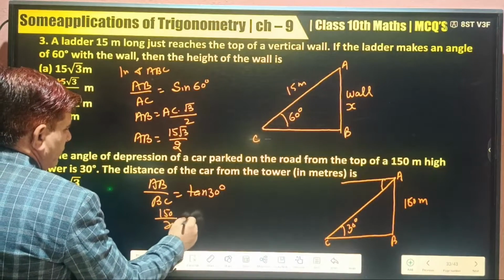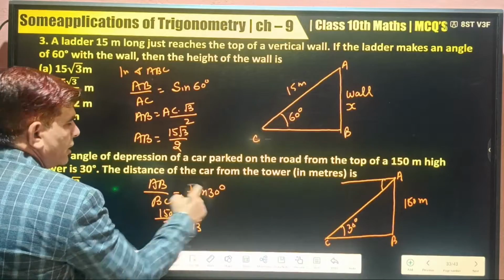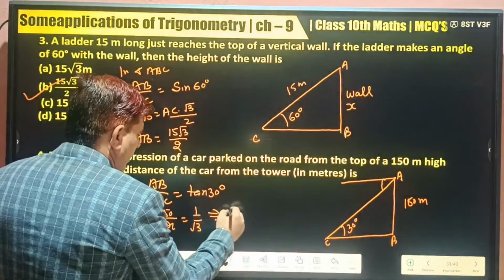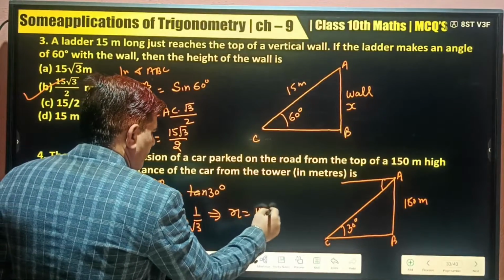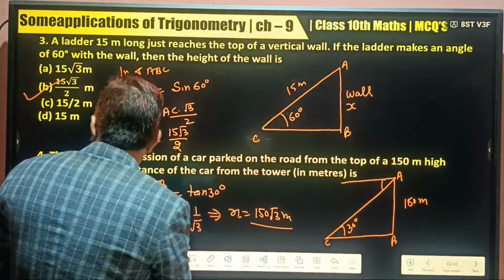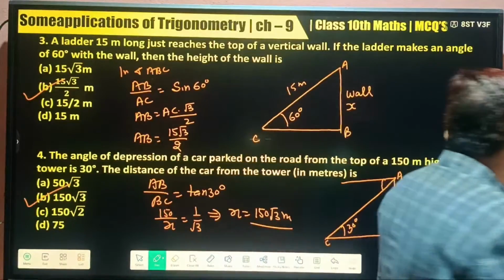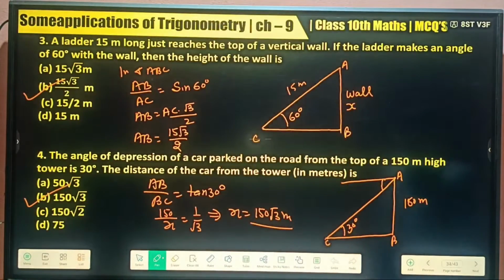So this is equal to X, and what is 1 by under root 3? Its value is this, so transfer this. So what's the value? Cross multiplication. X is equal to 150 under root 3 meters. So what's your answer? B is your answer. Got it? All are very easy.